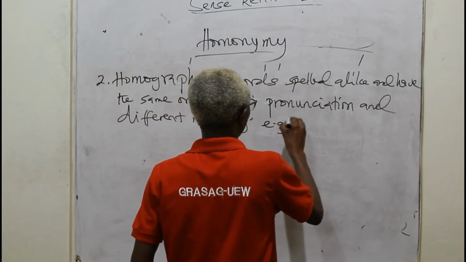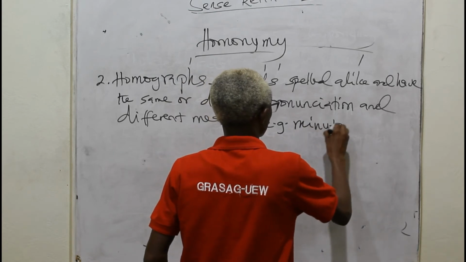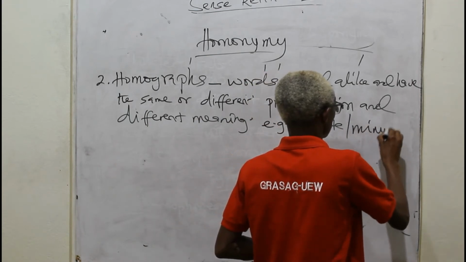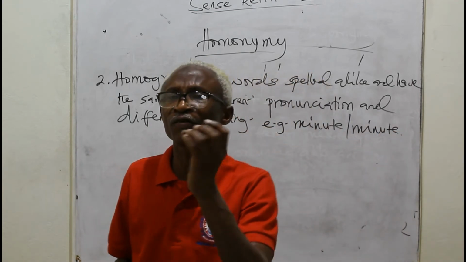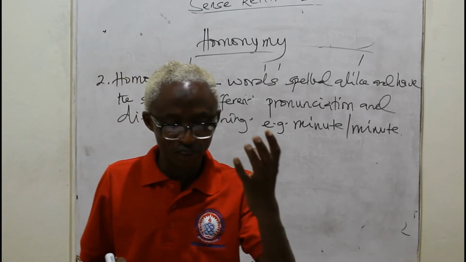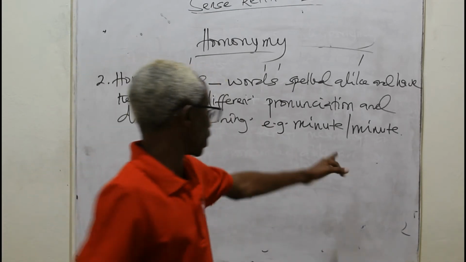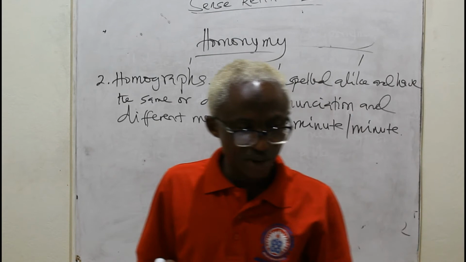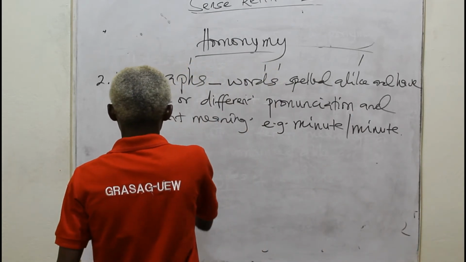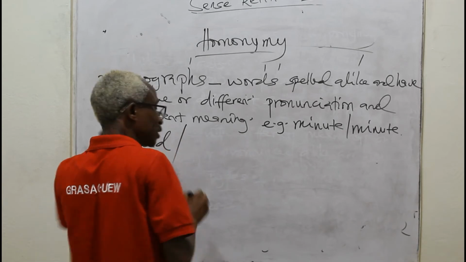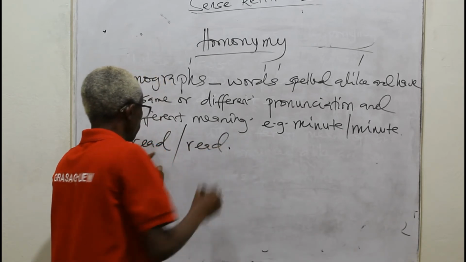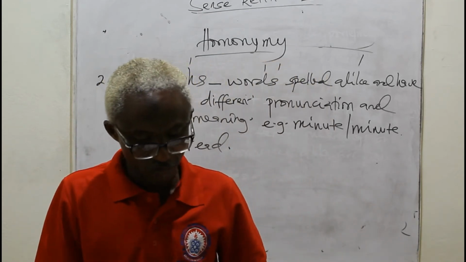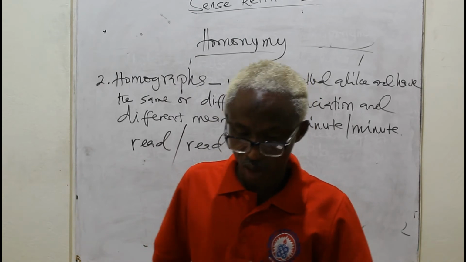For example, we have words such as minutes, as in time, and we have another word, minute, as in something infinitesimal, something little. We have read, the verb to read, and the past is read. The present and the past are spelled the same but pronounced differently. So that is what we call homographs.